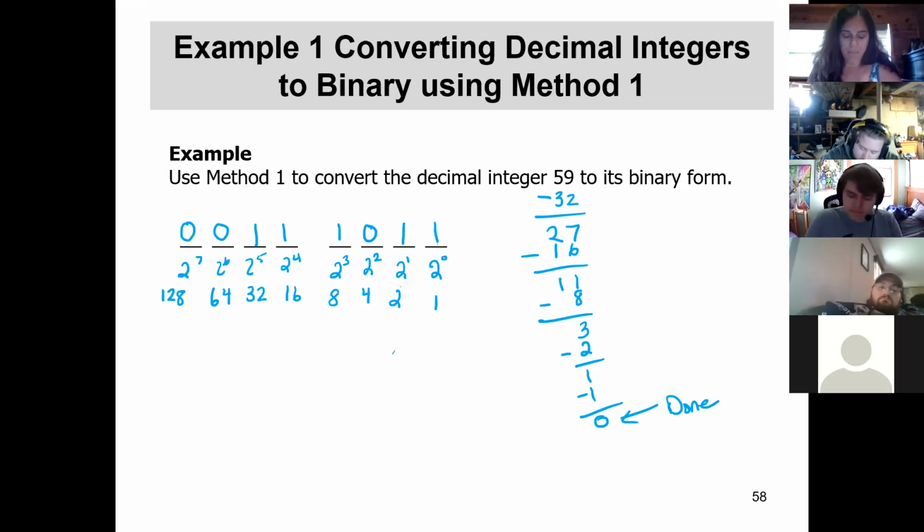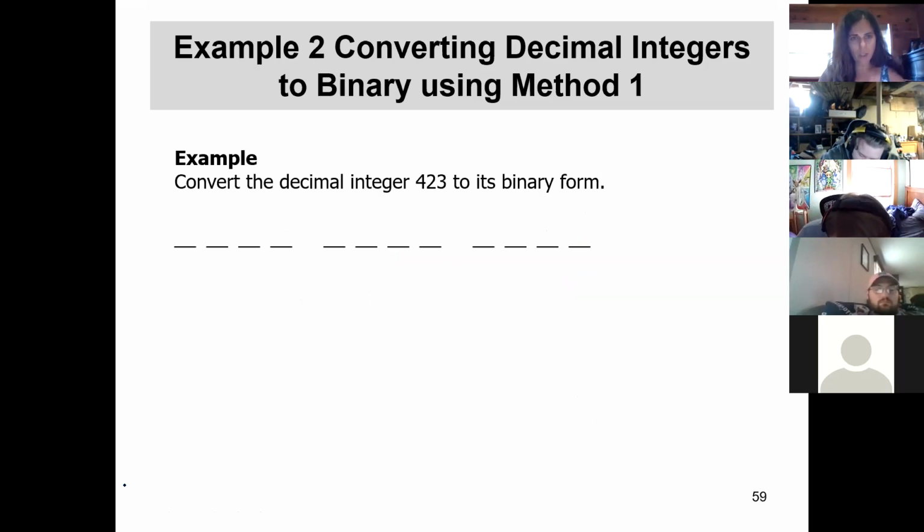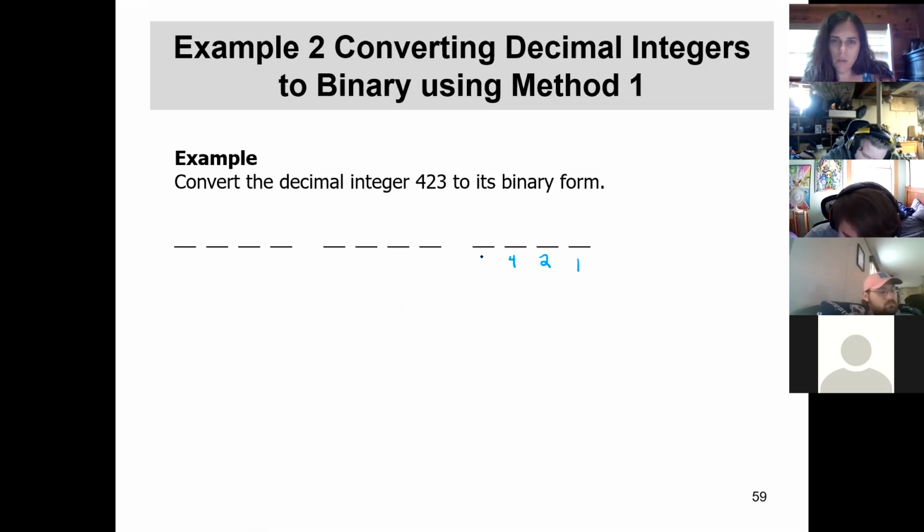Let's try it again. With a little bit larger number, we'll do a 3-digit number. So we're going to convert the decimal integer 423 to its binary form. And you'll see I have 3 nibbles set up this time. And I'm going to start with, again, 2 to the 0 power, which is 1, 2 to the first power, which is 2, 2 to the second power, which is 4, 2 to the third power, which is 8.